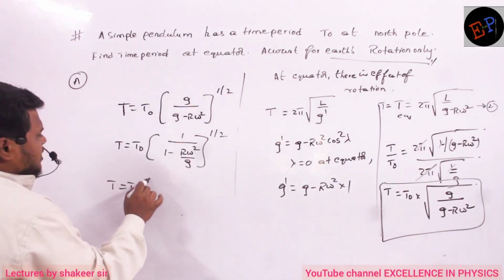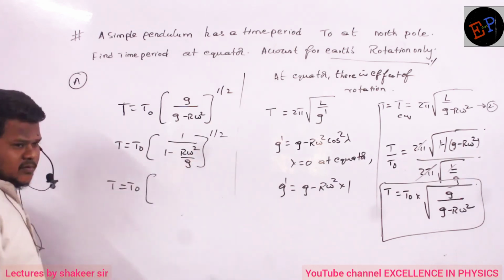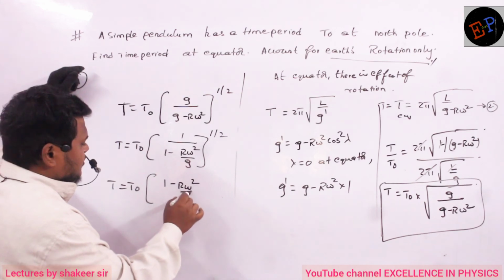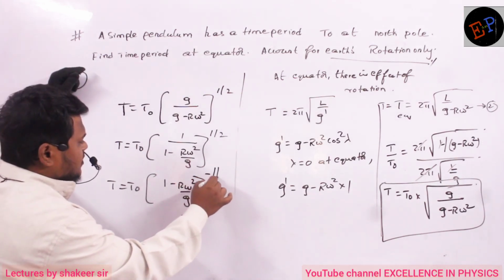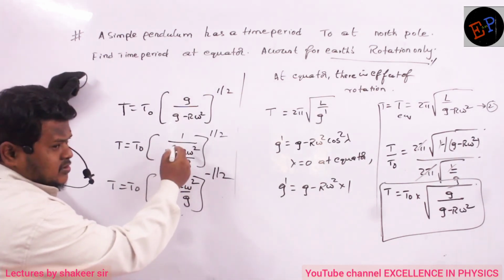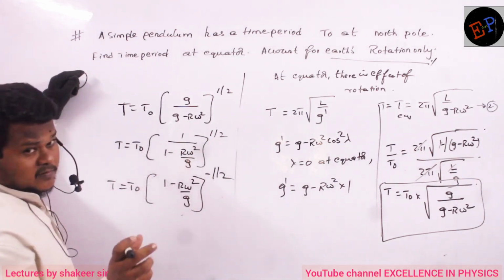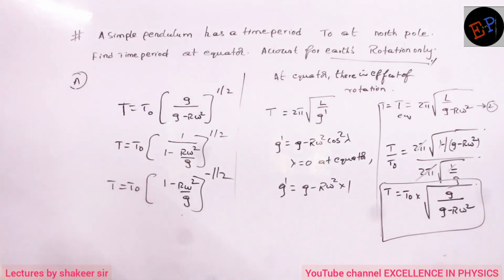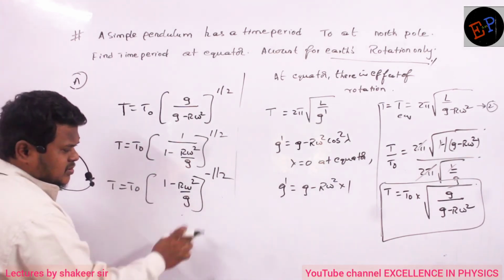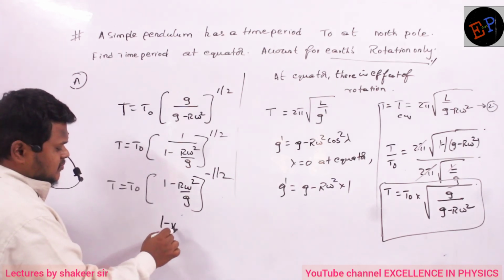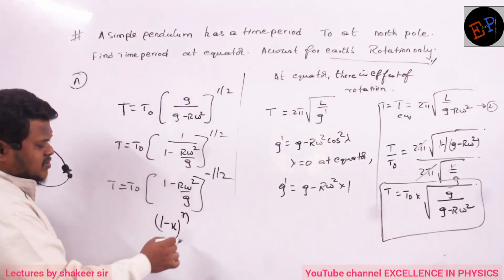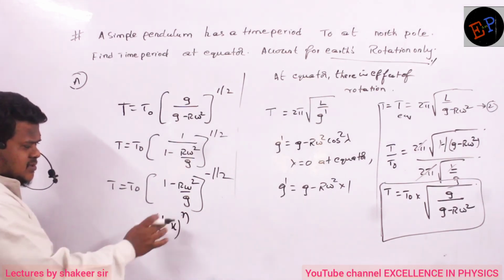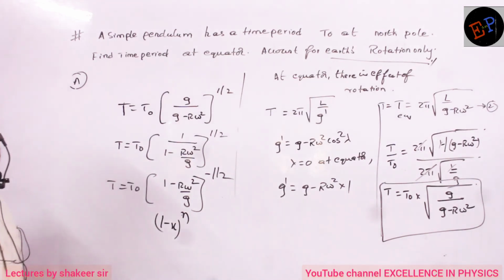So T is equal to T₀, if I want to take this to the numerator, then I can write (1 − Rω²/g) power minus 1 by 2. If the denominator goes to the numerator, then the power sign will change. If there is plus, it will become minus. If it is minus, it will become plus. Now this is the relation according to the binomial theorem. So this is the form of (1 − x)ⁿ. This is a binomial expression. Then in a binomial expression, only the first term is significant. The remaining terms are not so significant.